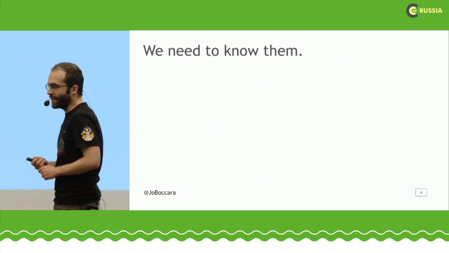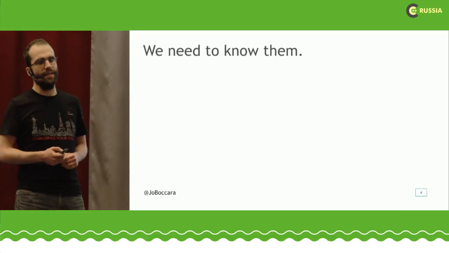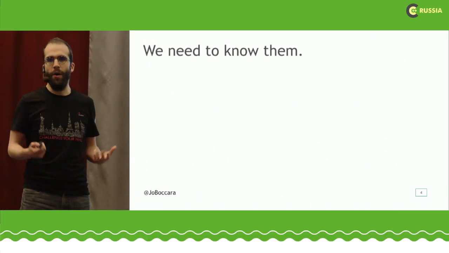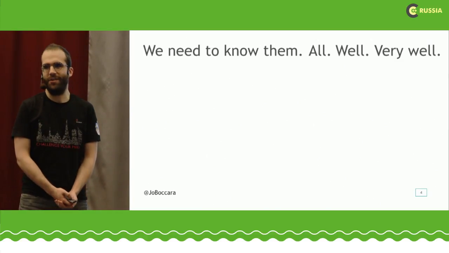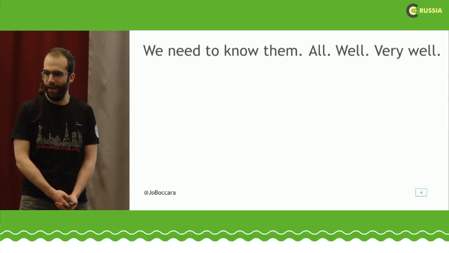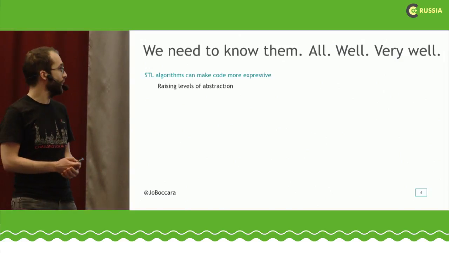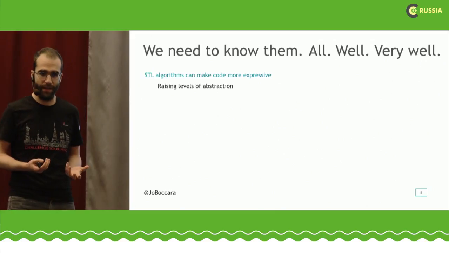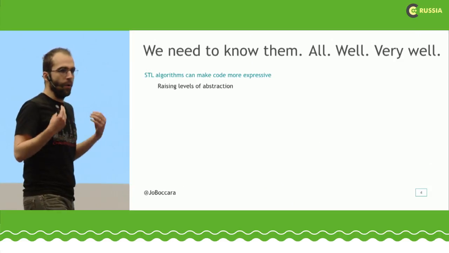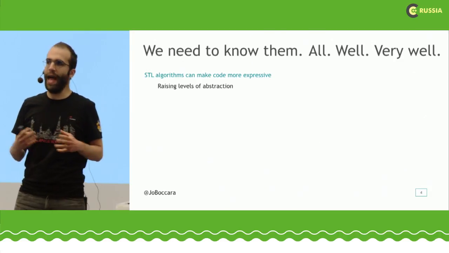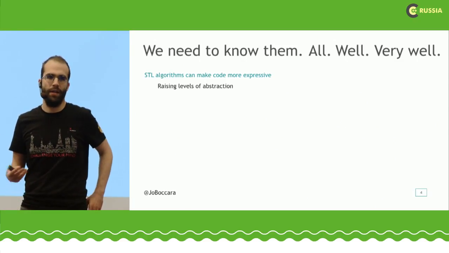So there's this fact that has been popularized over the past couple of years across the C++ community, that we need to know all the STL algorithms. We need to know them well, very well actually. Why? Well, for one thing, they make our code more expressive by raising levels of abstraction. By raising levels of abstraction, I mean expressing what we want to do in code as opposed to how we want it executed. And I think that's one of the major things to make code more expressive.